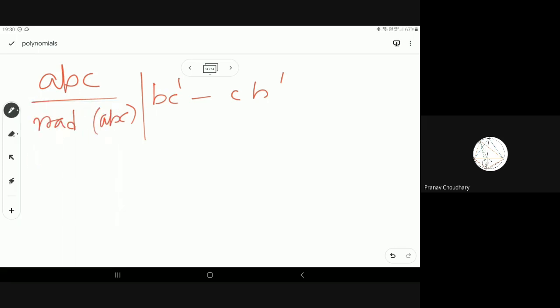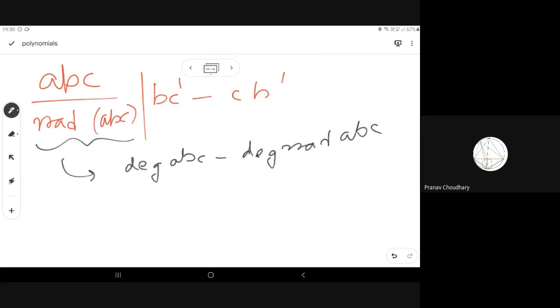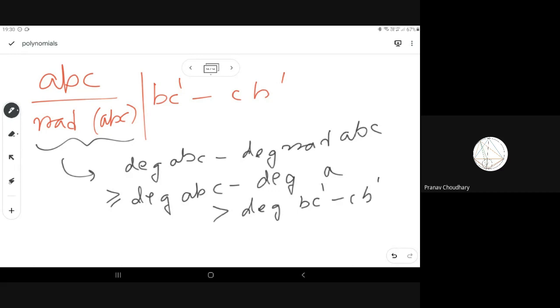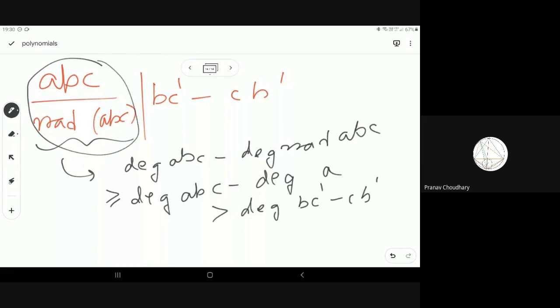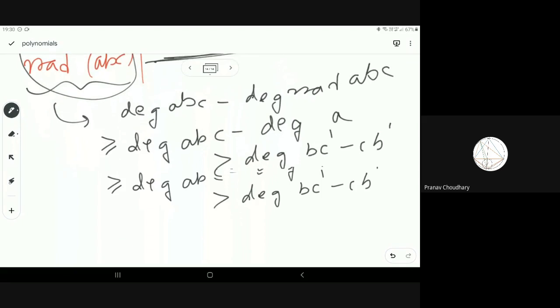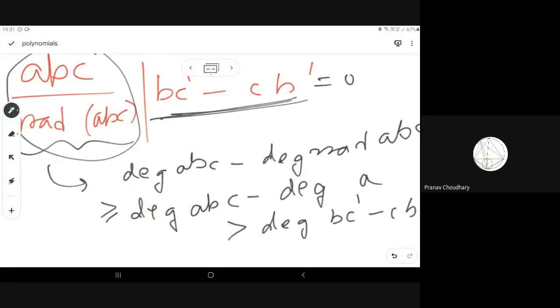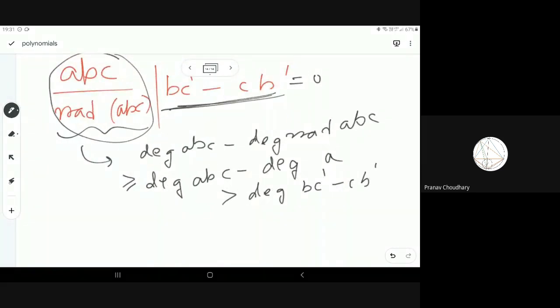Now think about this. What is the degree of this thing? The degree is degree abc minus degree rad abc, which is greater than degree abc minus degree a, and this is obviously greater than the degree of bc' minus cb'. You can check for yourself that the degree of this big thing must be strictly larger than the degree of bc' minus cb'. If a higher degree polynomial divides a lower degree polynomial, the lower degree polynomial must be zero, because the higher degree polynomial grows way too large compared to the lower degree one, so the divisibility simply can't hold. So the only possibility is bc' equals cb'.